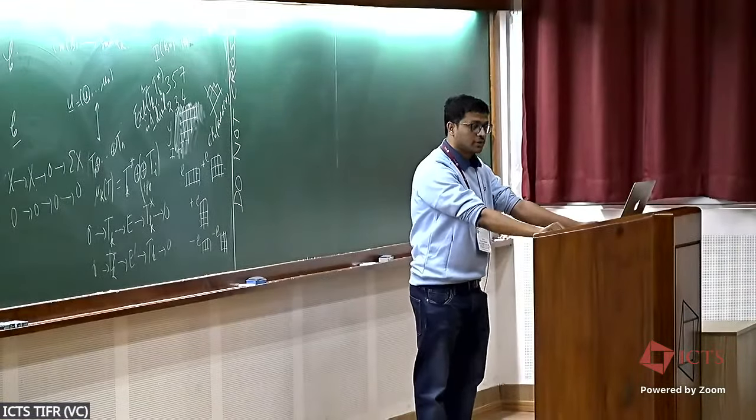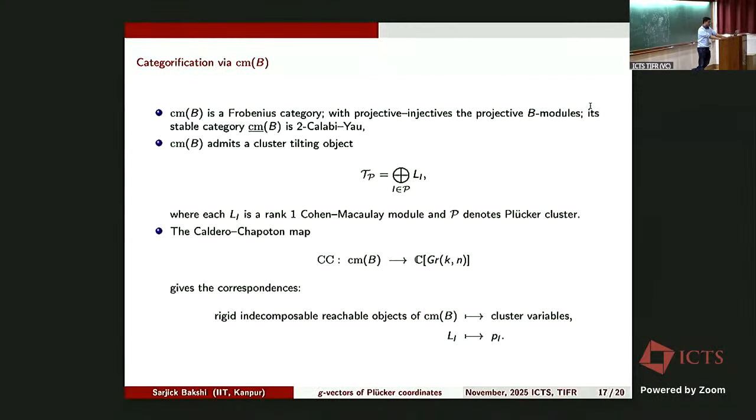So CMB is a Frobenius category with projective-injectives the projective B-modules, and its stable category is a two-Calabi-Yau category. And CMB admits a cluster tilting object, which is the direct sum of all these L_I's. L_I's are certain rank 1 modules, which will come very soon. And this I belongs to the Plücker cluster. Plücker cluster is the indices which have appeared in the quiver, and this L_I really corresponds to the Plücker coordinates.